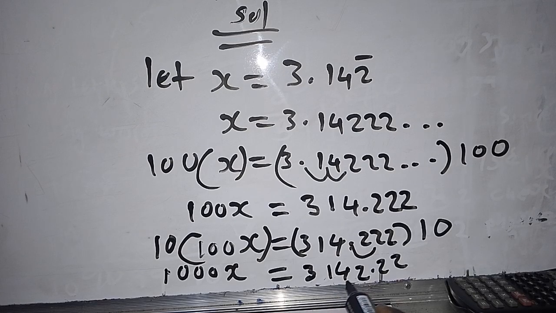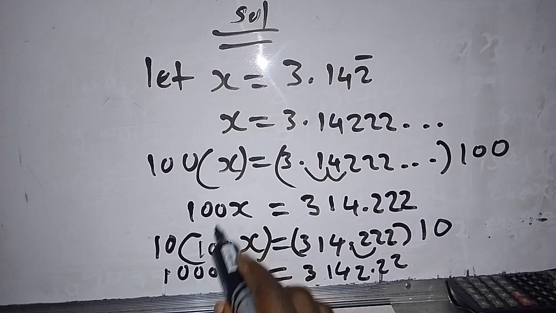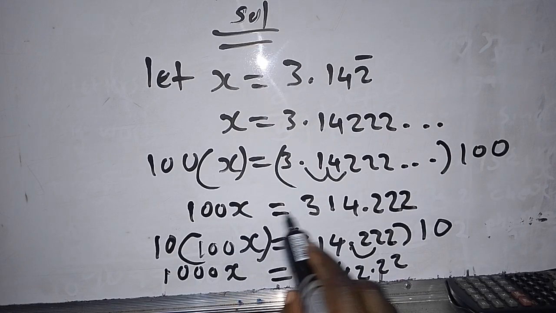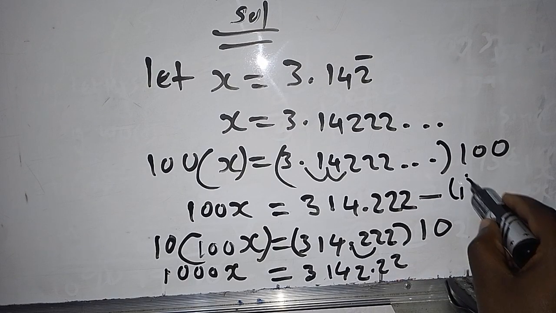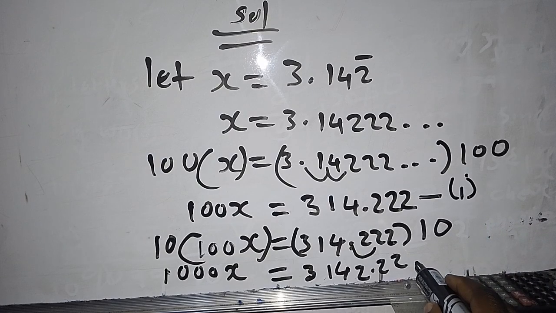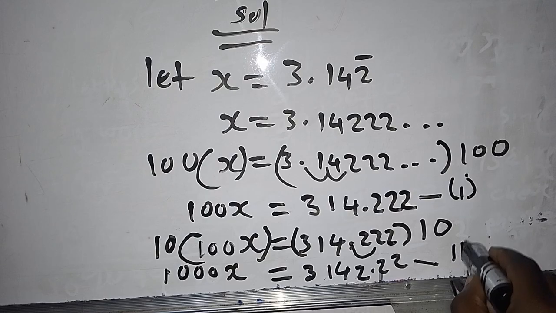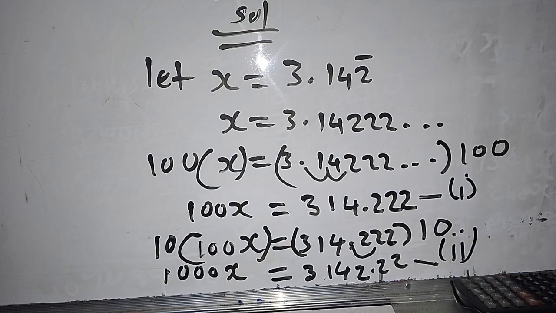So we have 3142.22. The idea why we are multiplying like that is to get rid of the repeating numbers, of which the repeating number is 2. So now, the equation where there is 100x and this one where there is 1000x, I can say that this one is equation 1 because it was the first to be multiplied. Then this one, since it is the second to be multiplied, is equation 2.